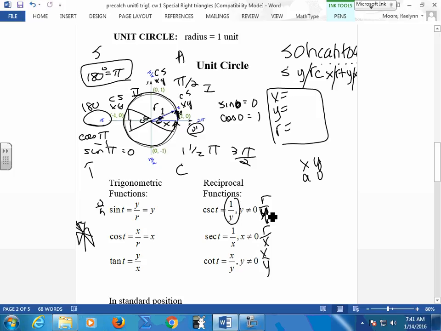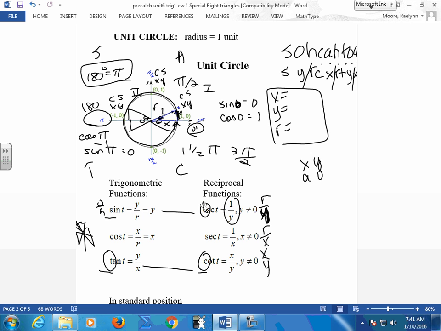An easy way to remember: tangent and cotangent are reciprocals, and they start with different letters. So sine cannot start with an S, it has to start with a C. That'll help you remember that it's cosecant, in case you struggle with remembering.